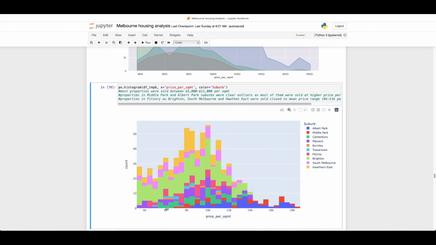And overall, most properties were sold between 5,000 to 11K per square meter. Properties in, like I mentioned, Meadow Park and Albert Park suburbs were clearly outliers because most of them were sold at a higher price per square meter range. Properties in Fitzroy, Brisbane, South Melbourne and Hawthorn East were sold close to the median price range. No, not the median, the average price range, which is 6K to 11K per square meter.